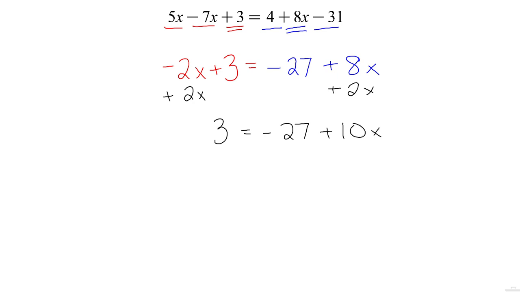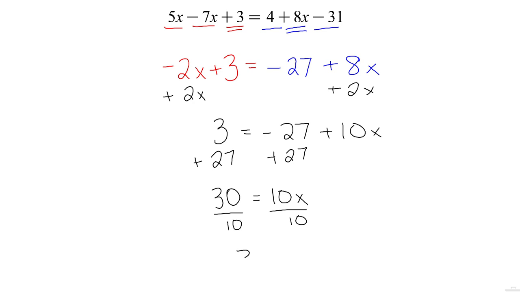And to finish it off, we just need to add the 27 to both sides, giving us 3 plus 27, or 30, equals 10x. And then divide by that coefficient of 10, giving us x equals 3. Or in this case, we've got 3 equals x, but of course they're interchangeable. 3 equals x is the same as x equals 3.